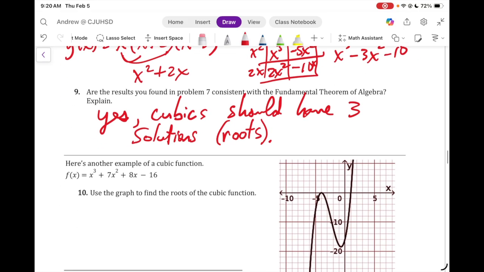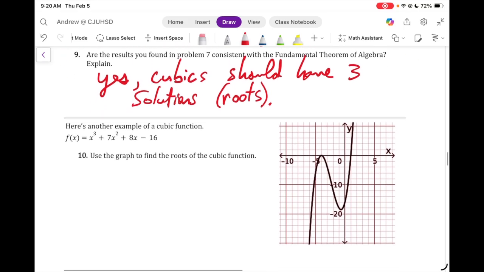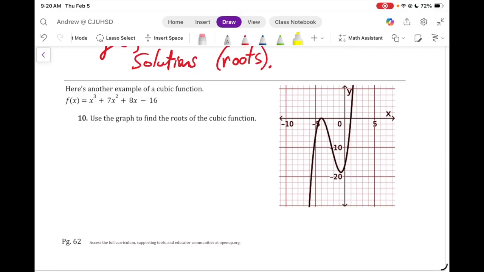Here's another example of a cubic. Use the graph to find the roots. Okay, here's a root right here, -4. And here's a root over here at +1. So -4, but that's bouncing. See, so that has to have a multiplicity of 2. And then +1. So there's a double root on -4, and then another one at 1, that does add up to 3. It's as simple as that.